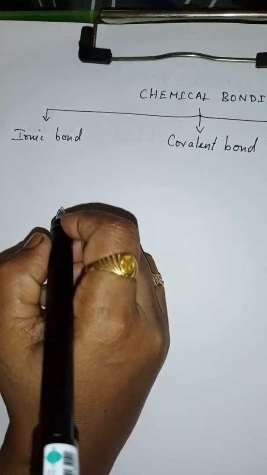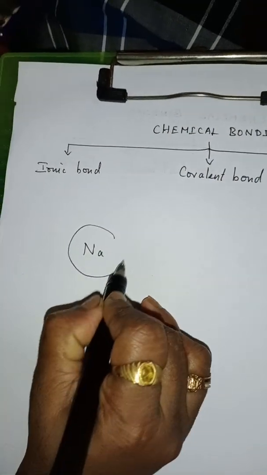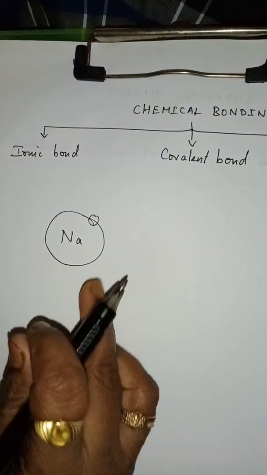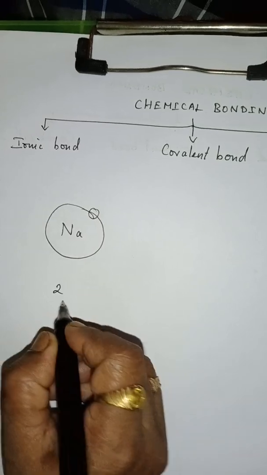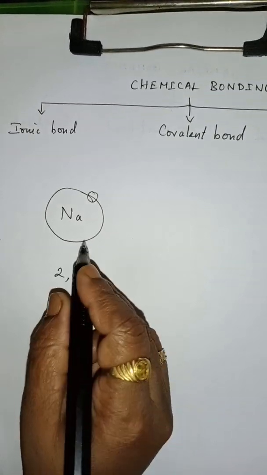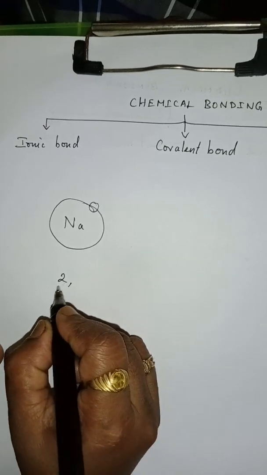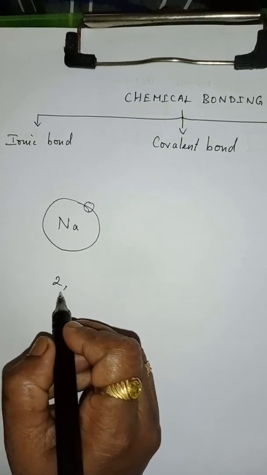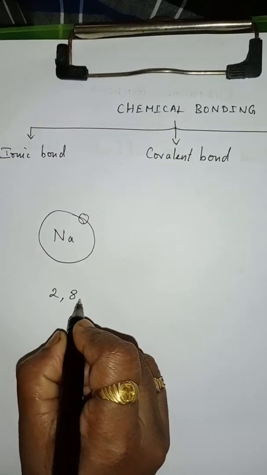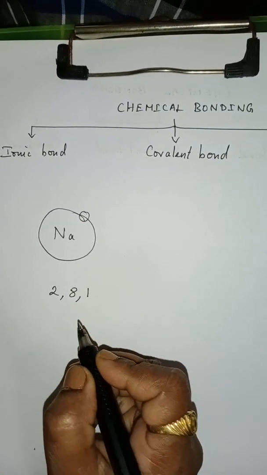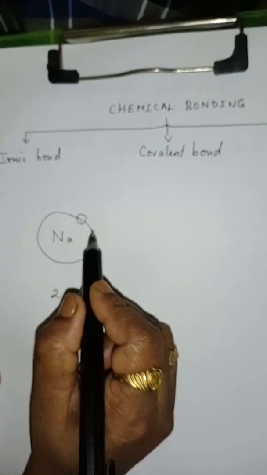For example, if you take sodium, sodium has one electron in the outermost shell. We are going to see only the outermost shell, because sodium's proton number is 11. When the atomic number is 11, it is equal to the number of electrons also. So 2 electrons in the first shell, 8 in the second shell, and 1 in the outermost shell. That is what I have shown here.